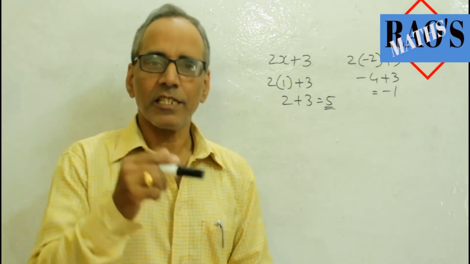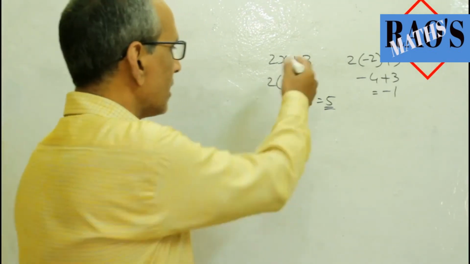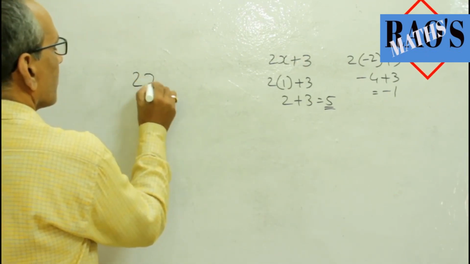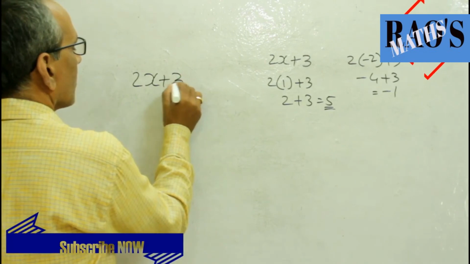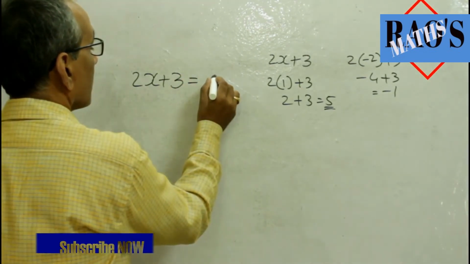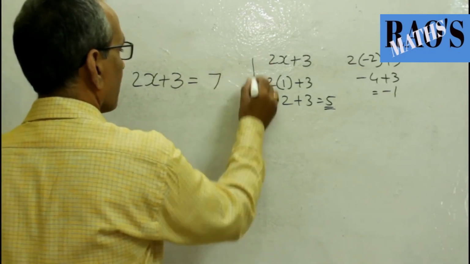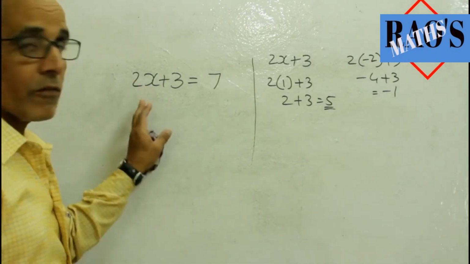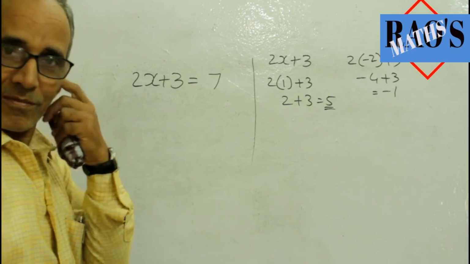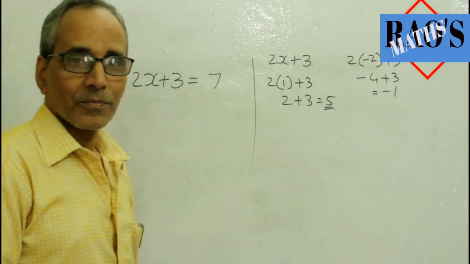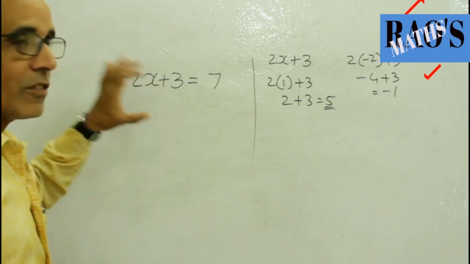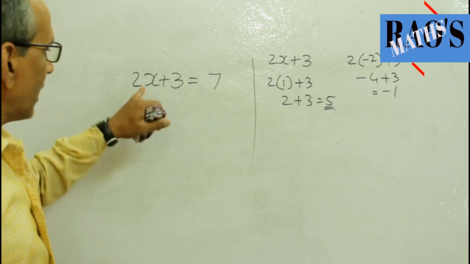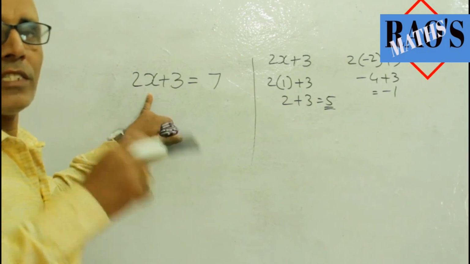If I put a condition on the same expression, see, the same expression I write here, and I put a condition: seven. What is this? Your total value must be 7, not of your choice. So here the x value is fixed. Clear? So here x can take up only one unique value.